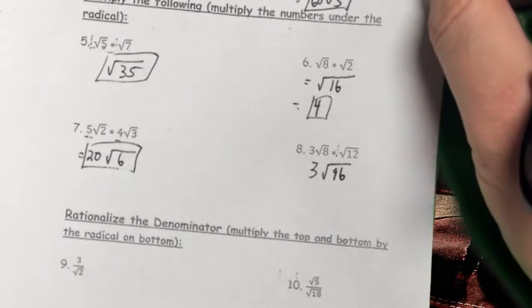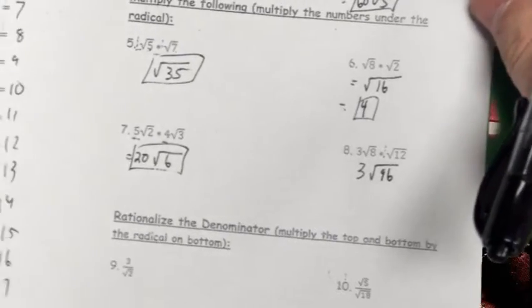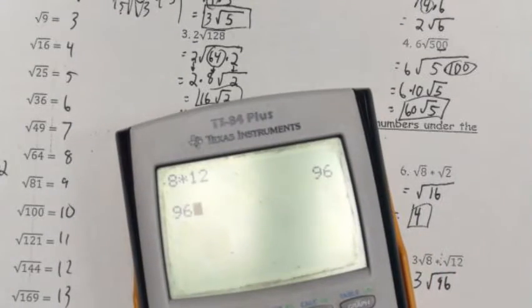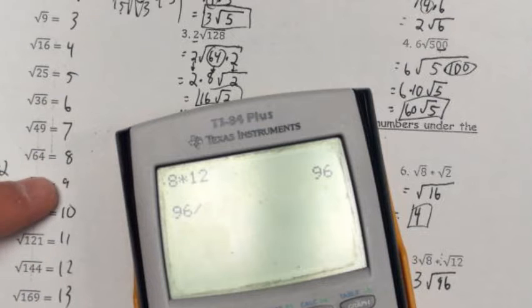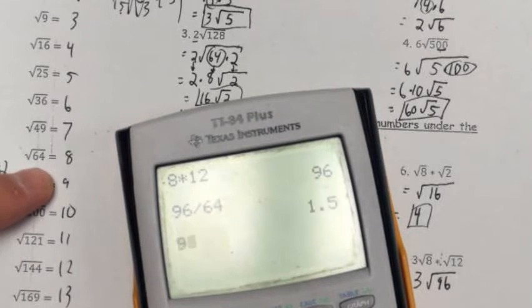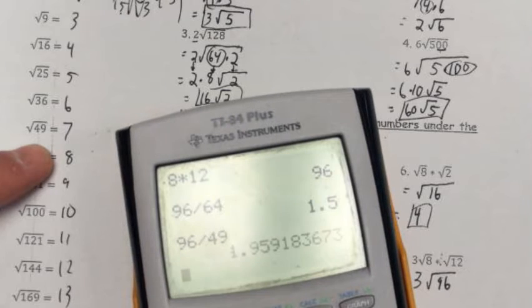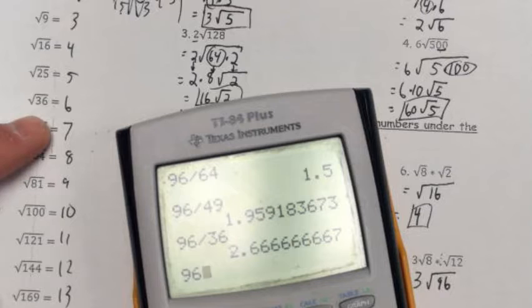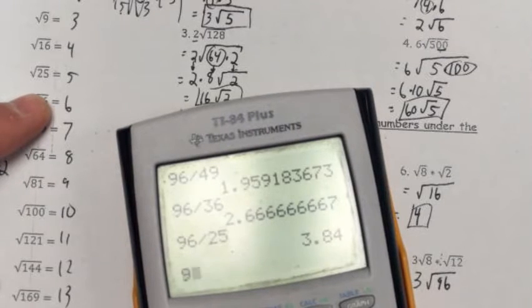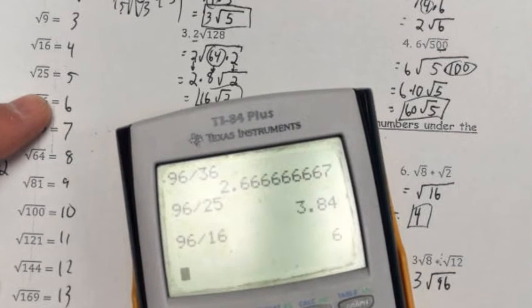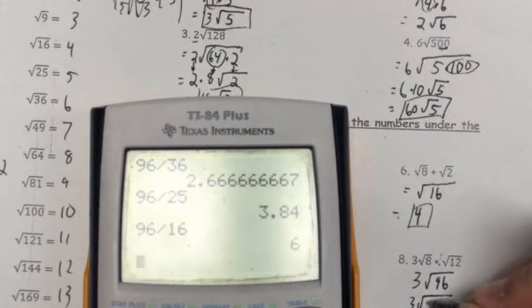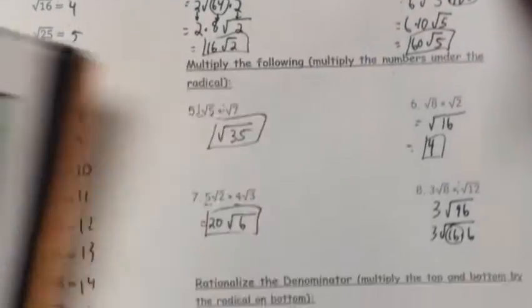And now let's go through and see, is 96 divisible by one of our perfect squares over here? 96 divided by 64, definitely not. 49, no. 36, no. 25, no. 16, yes, it's 16 times 6. So this is 3 times the square root of 16 times 6. I'm going to circle my perfect square. Let me get to where you can see it.